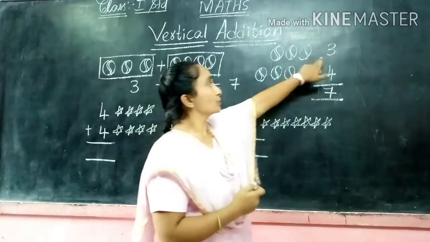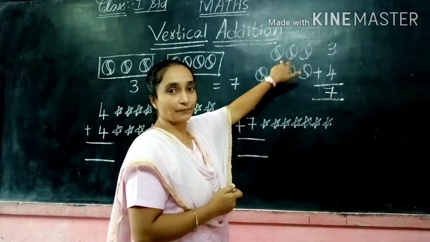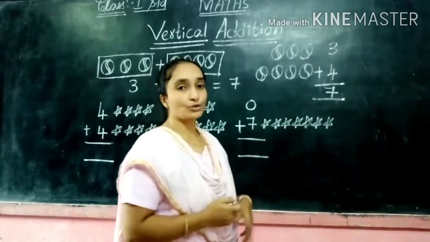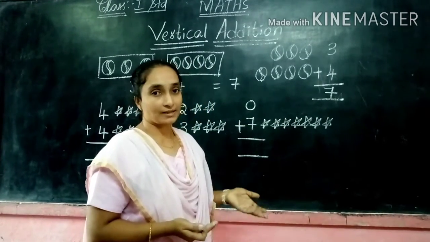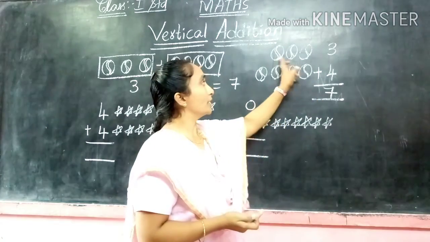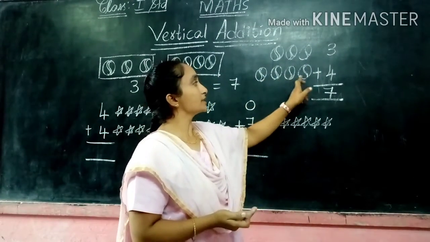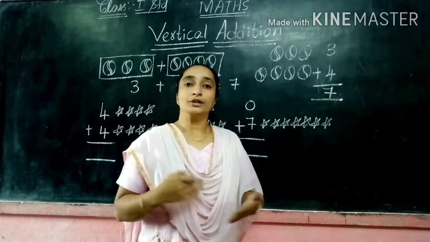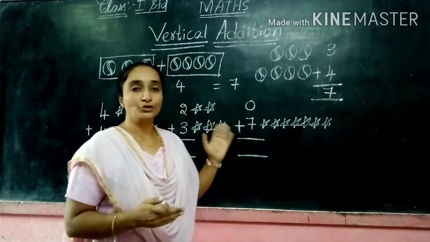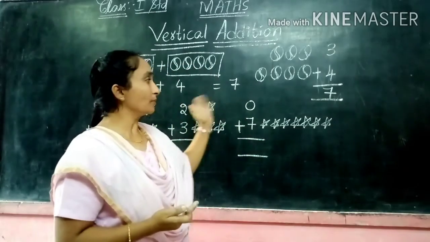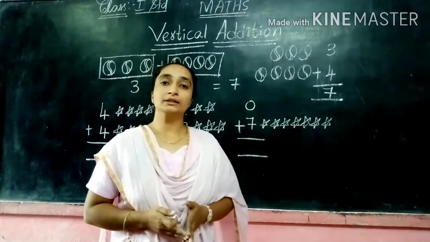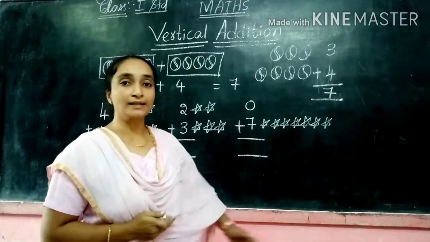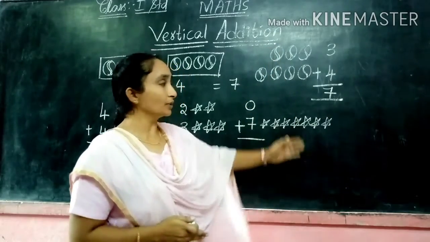Up and down. 3 means 3 balls: 1, 2, 3 balls. And here plus 4: 1, 2, 3, 4. So how much will be the answer? Yes, the same number, 7: 1, 2, 3, 4, 5, 6, 7. So in total 7 balls are there. Whether you do the addition from left to right or up and down, the answer remains the same. Like this, children, this is called vertical addition.